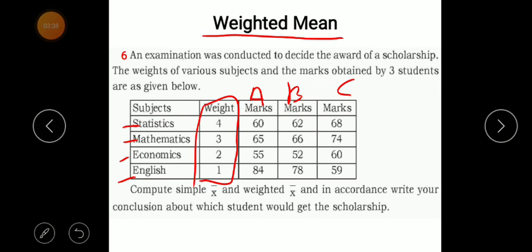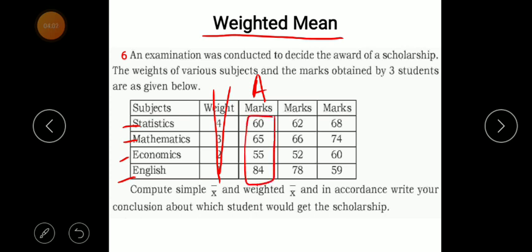First, they have asked simple mean and weighted mean. So first we'll find out simple mean. You should not consider weights because this is simple arithmetic mean. So for student A, for example, you add up all these and divide by 4: 1, 2, 3, 4. Here in this case you add up all this, whatever total you get you have to divide by 4. So this is how you find out simple mean, or simple arithmetic mean.